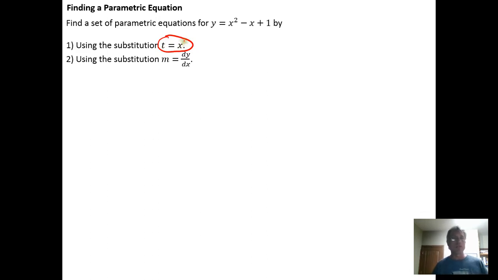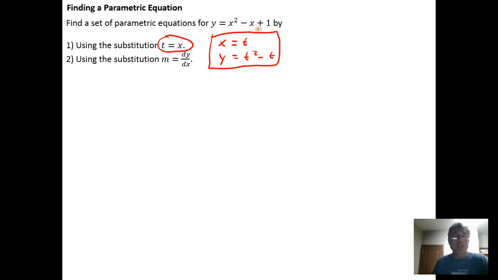And you would do this if you didn't have any conditions that you were trying to meet, any restrictions that were being imposed on you. If you just need to parameterize it, you say, hey, let x equal t. It's super simple. Let x equal t. And then if you do that, you know that y is going to equal... Now you go into the function or the relation, and everywhere you see an x, you replace it with a t. And there's a perfectly legitimate parameterization of this.